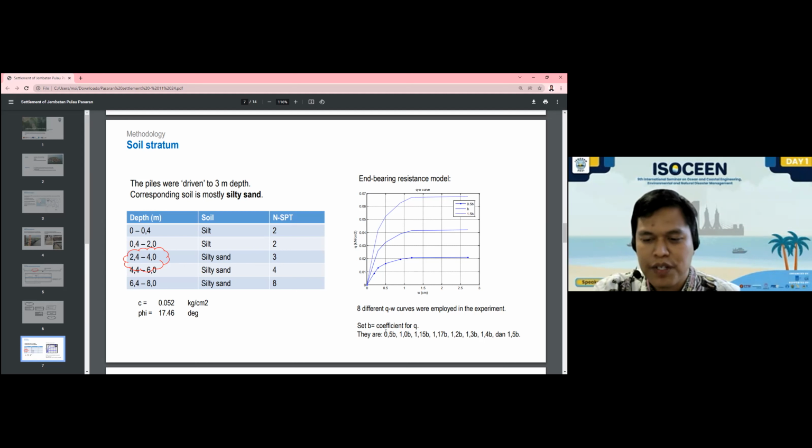Actually, there are 8 different curves involved. There are the 0.5B curve, 1B, 1.15, 1.17, 1.2, 1.3, 1.4, and 1.5B curve. And from these 8 different curves, we have 8 different structural models, and then we analyze each of them, and we can then conclude the result of the settlement.